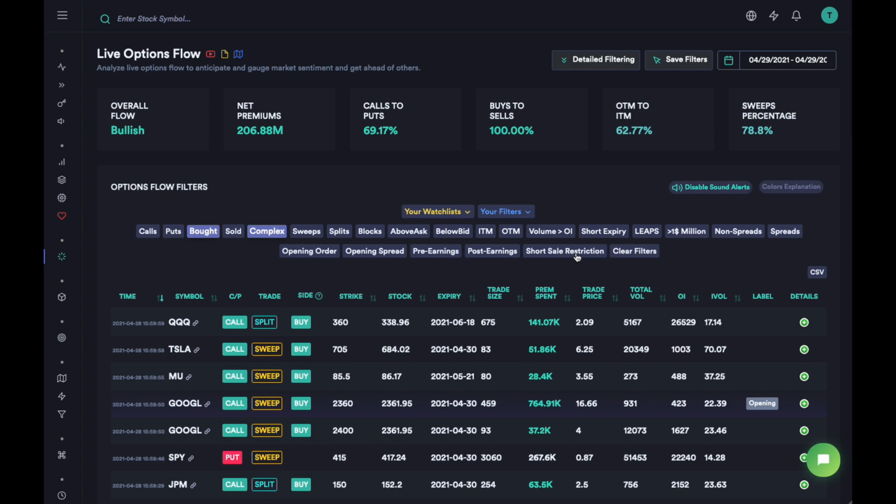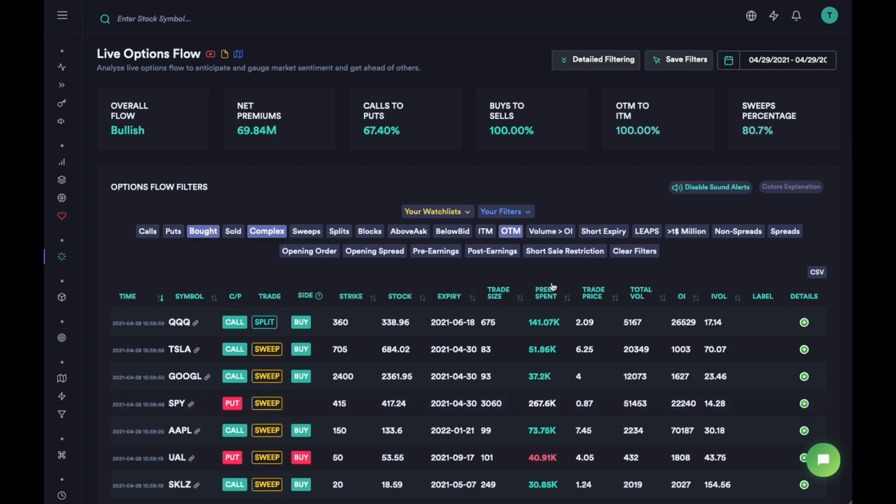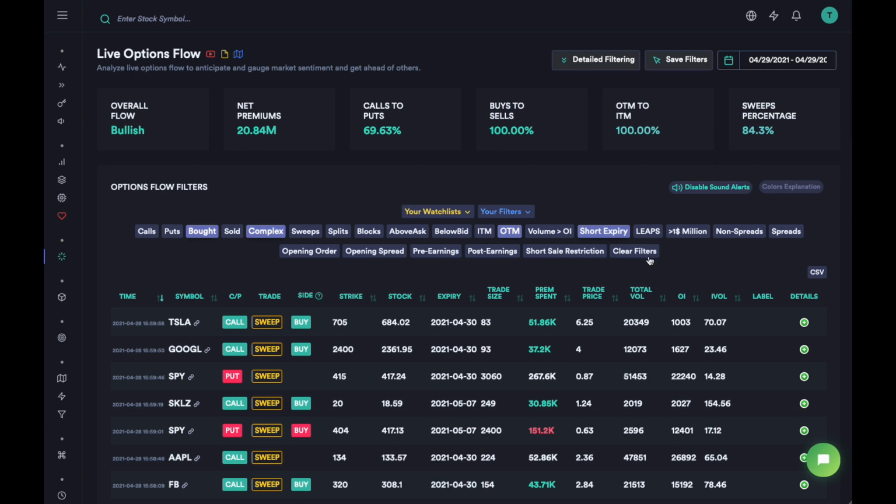So now that we know about these filters, we can use them in a wide variety of combinations to find potential plays. I'll give you one example of what I use. Since I'm a swing trader and I'm looking at plays that are going to pan out in, let's say, 2 to 3 weeks, the filters that I use are bot, complex, then OTM, because I want to see out of the money where the strike price is above the stock price in case of calls. Then I also want to see short-term expiry.